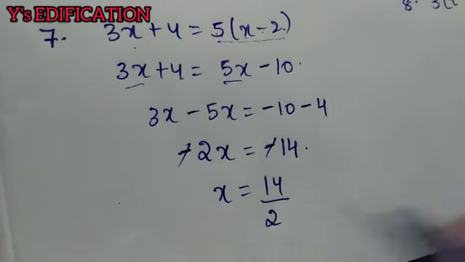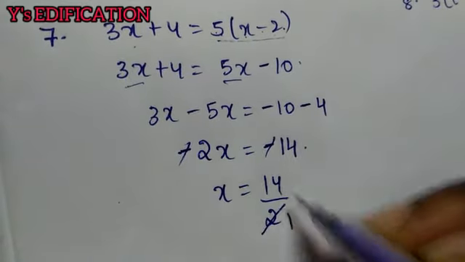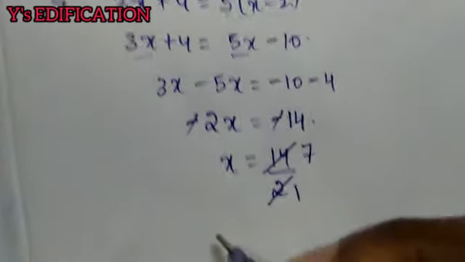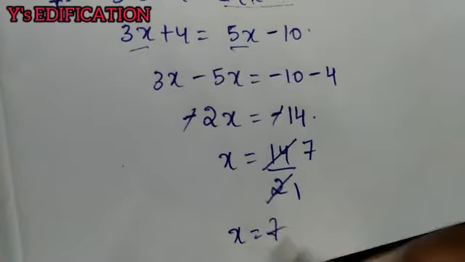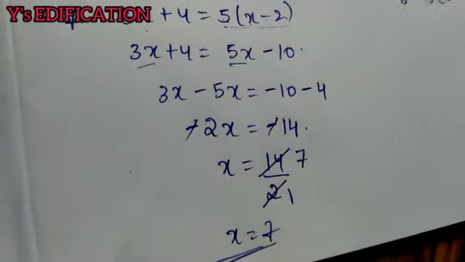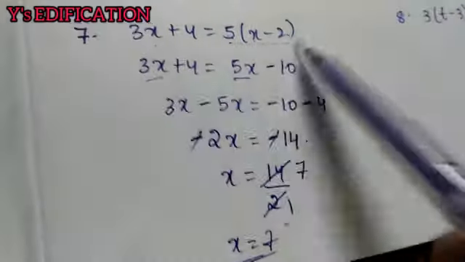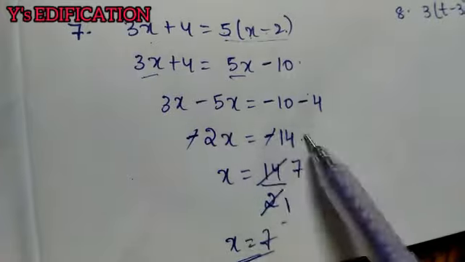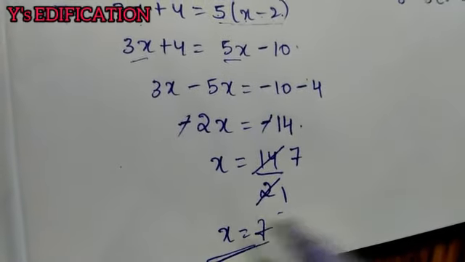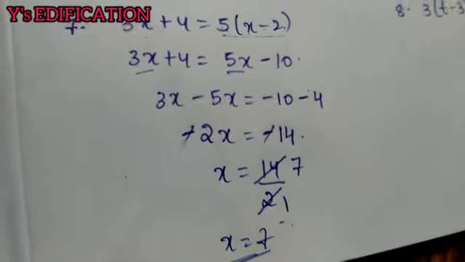By transposing the 2, it will become division. So 2 into 1, 2 into 7. So what is the value left here? x value is 7. Substitute this x in this given equation. After solving, we should get LHS is equal to RHS. If both the LHS and RHS are equal, then our answer is correct. Okay, let's do the next problem.